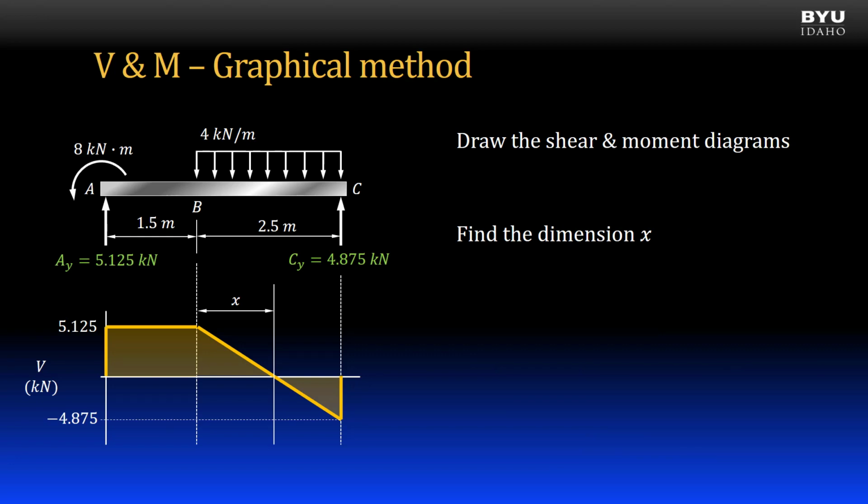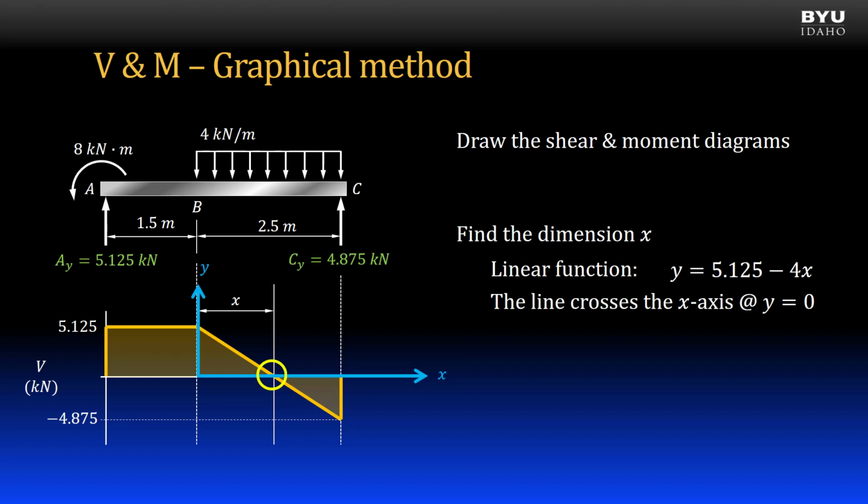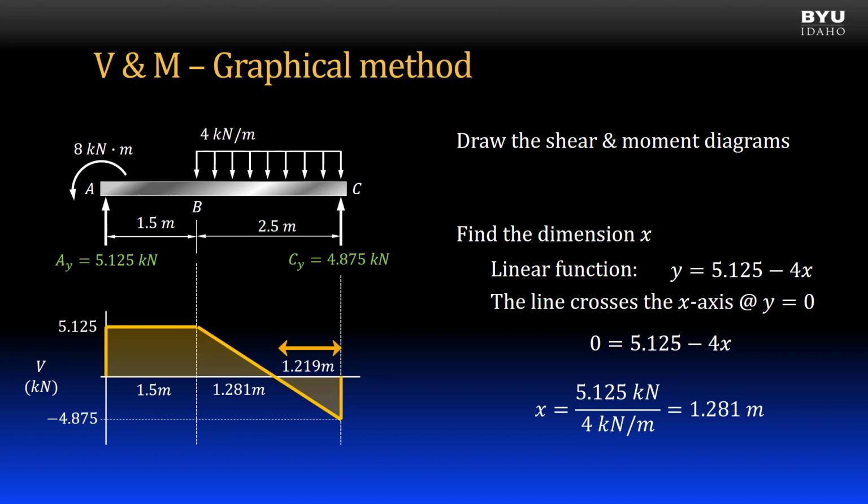Any point where our shear diagram crosses the x-axis is of interest to us because it is a local maximum or minimum point in our moment diagram. So we need to know the location of the zero shear point. Here I want to find the dimension x. Note that between points B and C, the shear diagram can be defined by a linear function. If I place a coordinate system with the origin at point B, then I can define the shear diagram as y is equal to the y-intercept, 5.125, minus the slope, 4, times x. The line crosses the x-axis at y equals 0. So I set the equation equal to 0 and solve for x. I get x is 1.281 meters. And I can then calculate the distance from the point of zero shear to point C. And my shear diagram is complete.